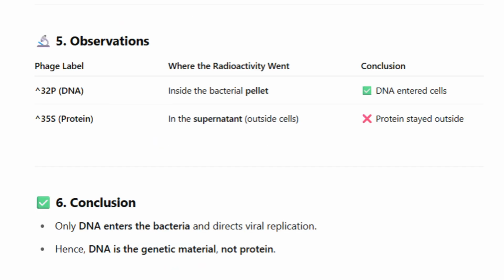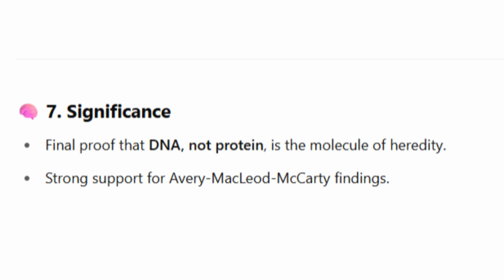5. Observations. Phage label, where the radioactivity went, conclusion. 32P DNA: inside the bacterial pellet, DNA entered cells. 35S protein: in the supernatant, outside cells. Protein stayed outside. 6. Conclusion. Only DNA enters the bacteria and directs viral replication. Hence, DNA is the genetic material, not protein. 7. Significance. Final proof that DNA, not protein, is the molecule of heredity. Strong support for Avery-MacLeod-McCarty findings.